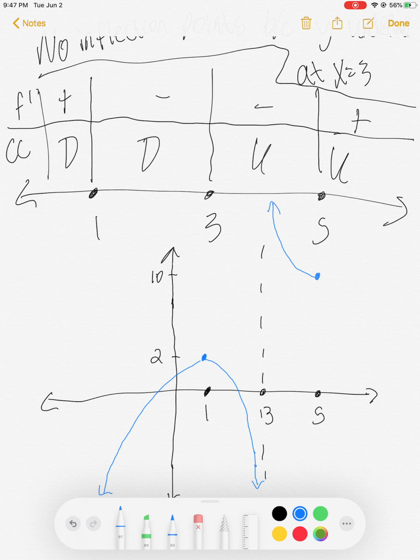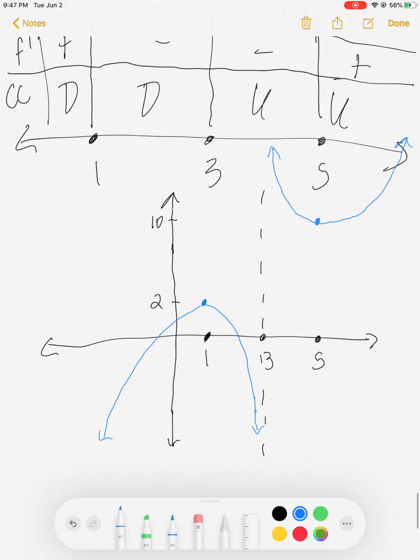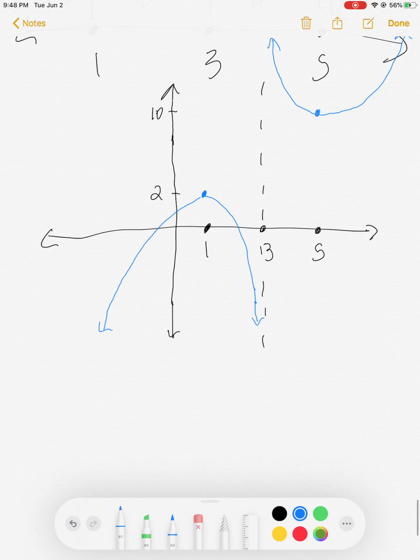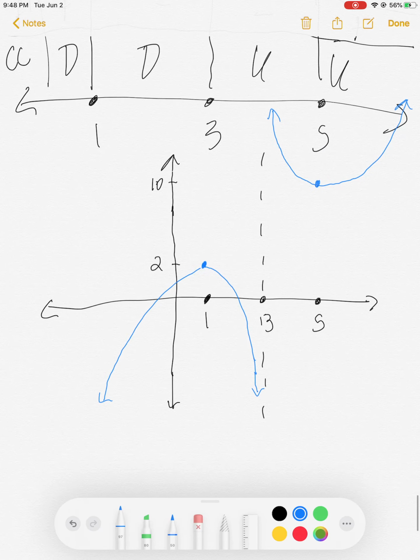Okay, so that covers these first 2 intervals. Now I'm looking at the interval from 3 to 5. We want to be concave up and we want to be decreasing. So we're going to be something like this, because it looks like a cup, but it's decreasing. And then we're going to be concave up and increasing, so we're going to be something like that.